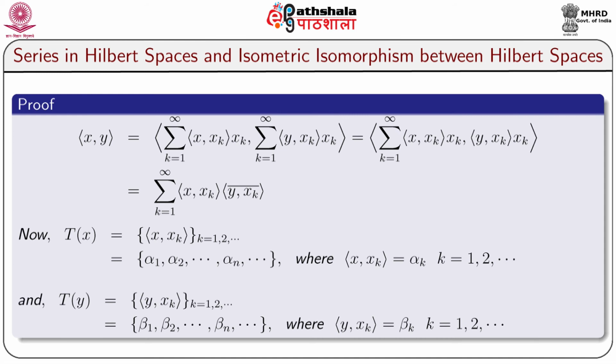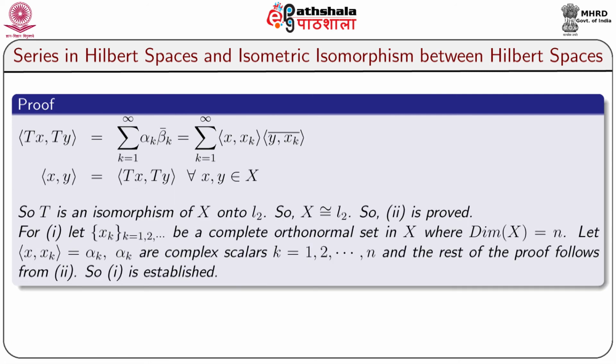Now, Tx equals the sequence of elements taken by the inner product x comma xk, where k equal to 1, 2 and so on, which is equal to the collection of all elements alpha 1, alpha 2, ..., alpha n, where inner product x comma xk equals alpha k. And Ty equals the sequence of elements taken by the inner product y comma xk, where k equal to 1, 2 and so on, which is again equal to the collection of all elements beta 1, beta 2, ..., beta n, ..., where inner product y comma xk equals beta k.